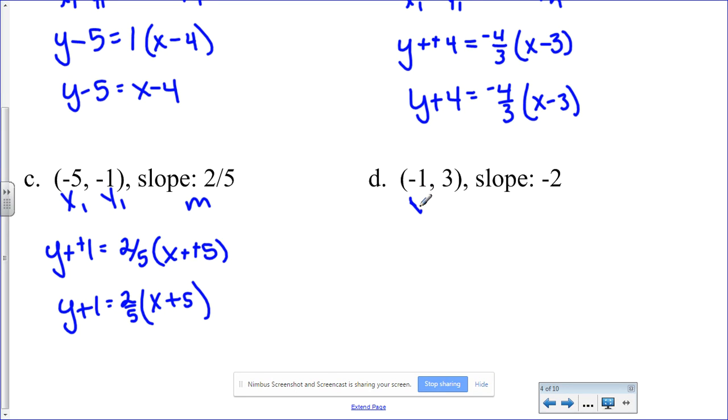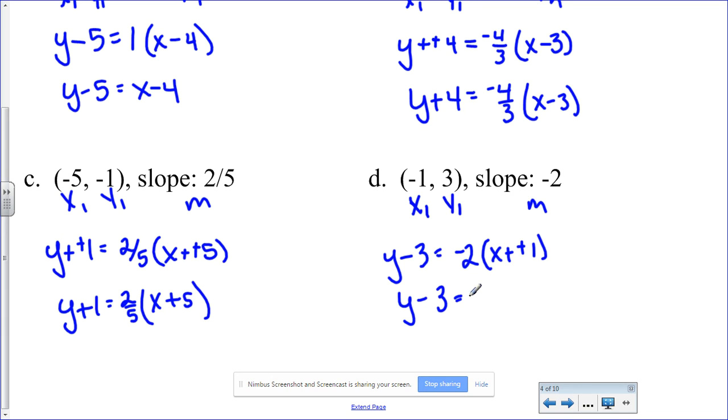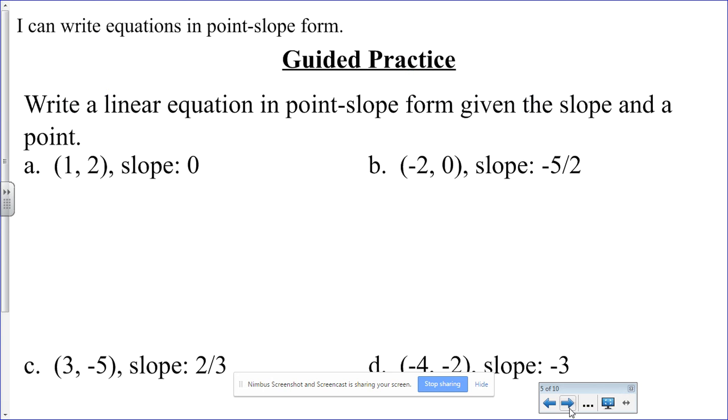Okay, last one. x1, y1, m. Y minus y1, which is 3, equals negative 2 times x minus x1. So minus a negative becomes plus a positive inside my parentheses. So y minus 3 equals negative 2 times the quantity x plus 1. Now you go ahead and try the next 4 on your own. Fill all of these in on your guided notes, and then when you finish, you can check your answers.